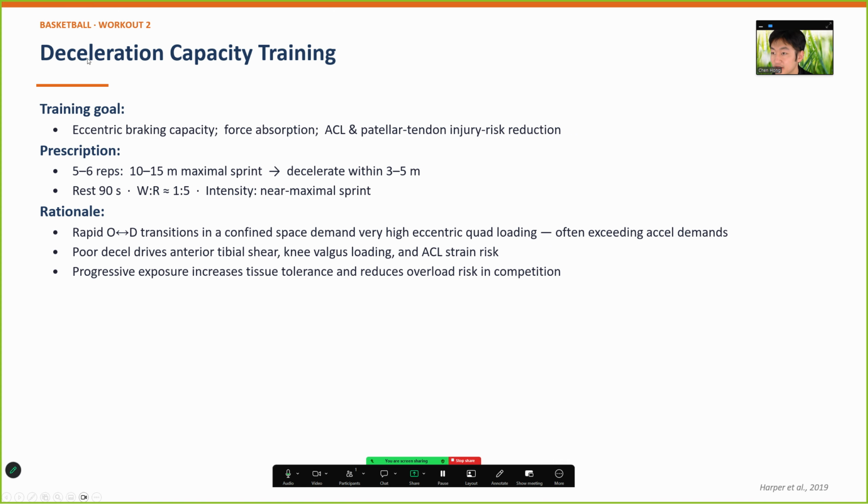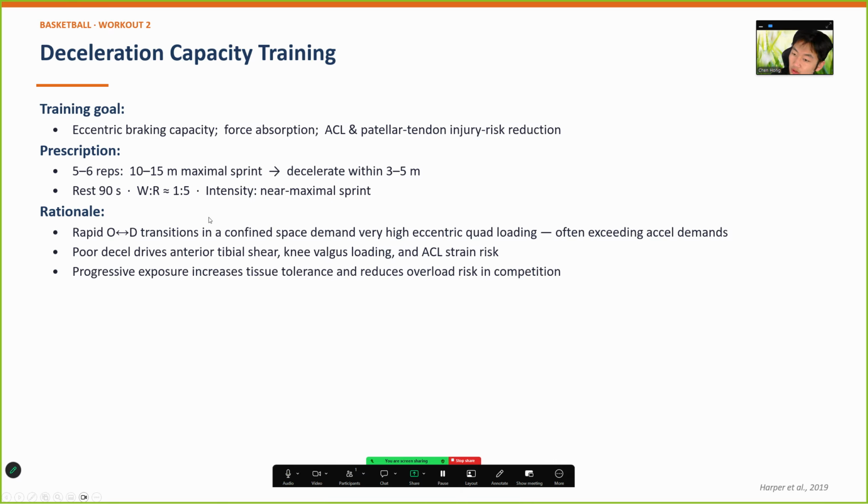The second exercise is deceleration capacity training. This exercise improves eccentric braking capacity, force absorption, and ACL and patellar tendon injury risk reduction. It is performed for 5 to 6 reps of a 10 to 15 meter maximal sprint, then decelerate within 3 to 5 meters. The rest time is 90 seconds, work-rest ratio 1:5, and intensity is near maximal sprint.